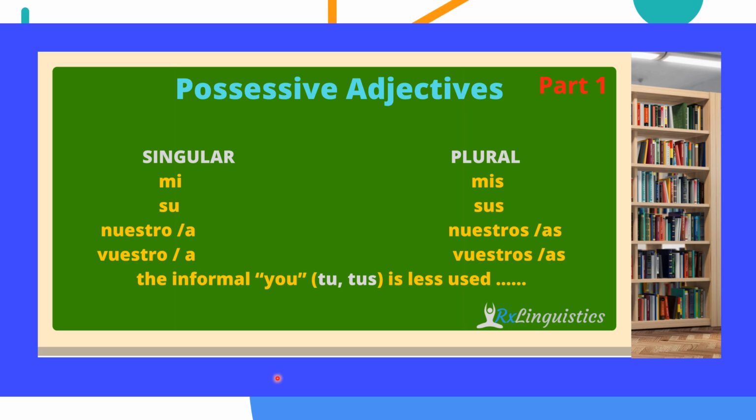Hello everyone, I'm Val. In today's lesson, we're going to study possessive adjectives. First, I would like you to repeat after me.